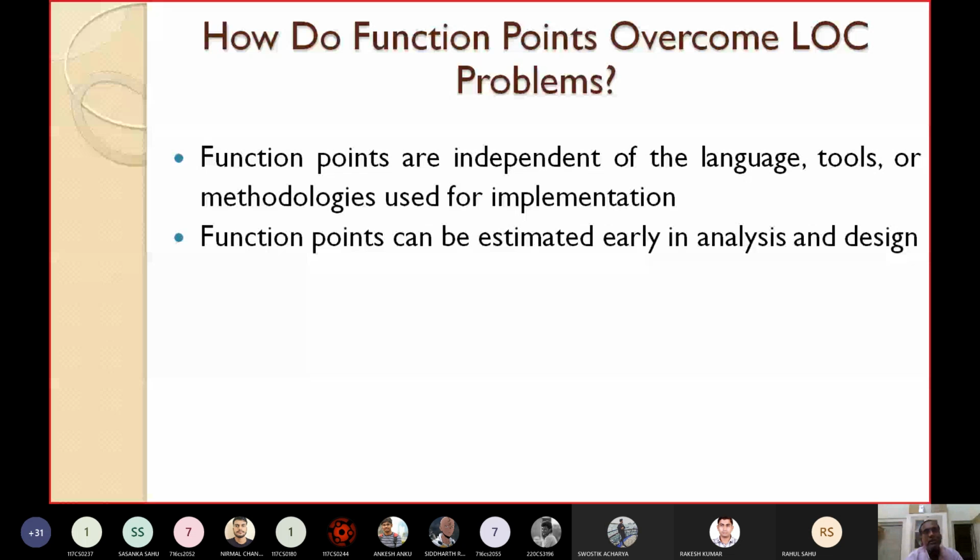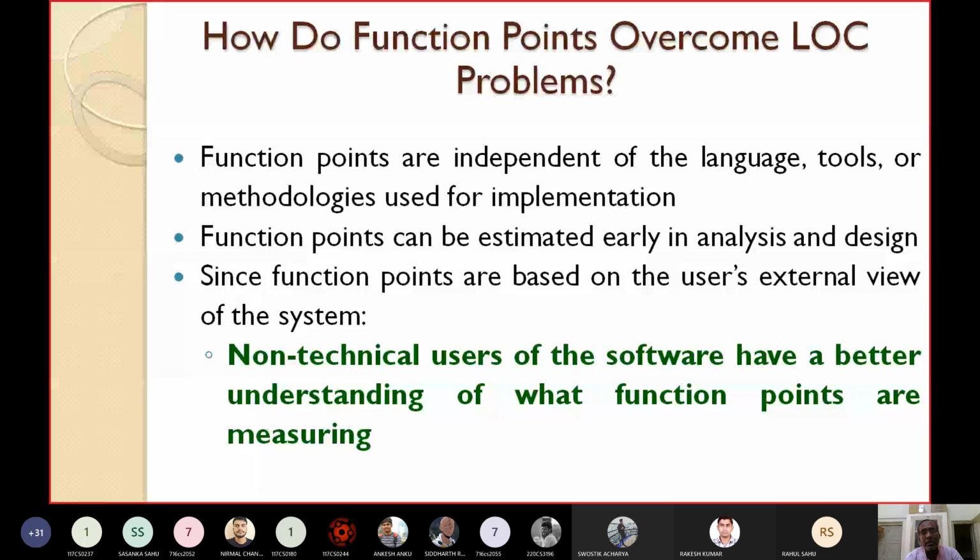Since function points are based on the user's external view of the system, non-technical users of the software have a better understanding of what function points are measuring. These function points are based on what? The user's external view of the system, how the user will perceive it externally. So there is no need for technical knowledge. Non-technical users or end users can easily understand what things are measured by the function points. In this way, function points overcome the LOC problems.